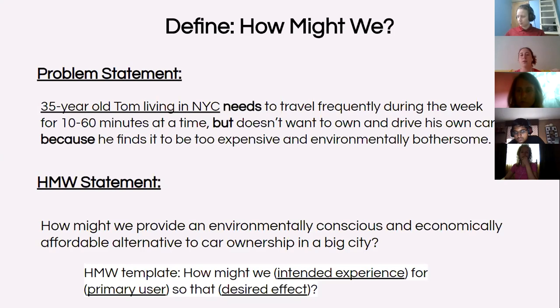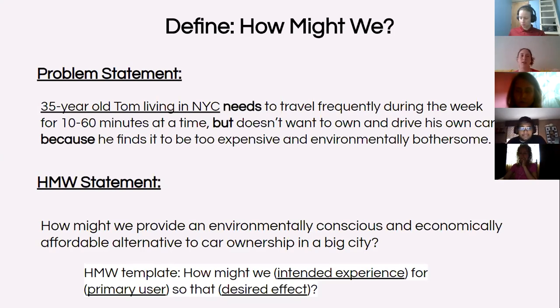Now, this opens up the solution space from maybe doing a car share or an Uber type of experience to thinking about public transportation. Can we launch him around with a helicopter? Can he just sprint to all of the places he needs to go? So there are way more avenues for him to consider: how might we create an environmentally conscious and economically affordable solution to his problem, which is that he doesn't want to own a car because it's expensive and environmentally bothersome, and he travels a lot, so he needs some form of transportation.